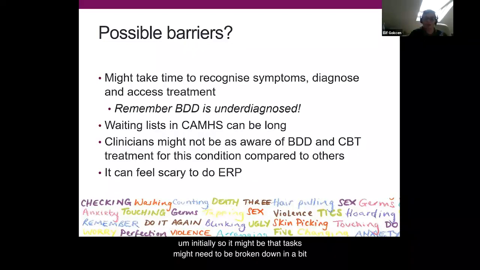So it might be that tasks might need to be broken down in a bit more detail. You might want to go at a slightly slower pace, all the while making sure that that's not quite feeding into the avoidance of facing the situations, but helping you engage with that ERP process that will eventually help break and weaken that BDD cycle.